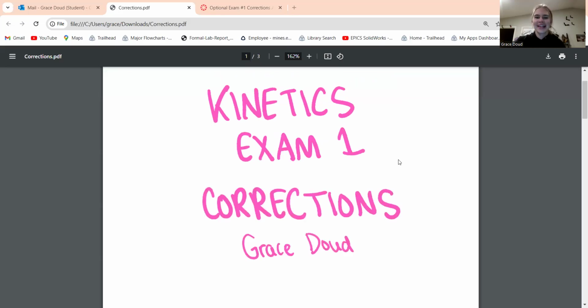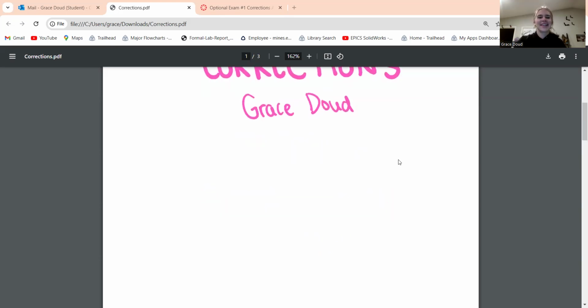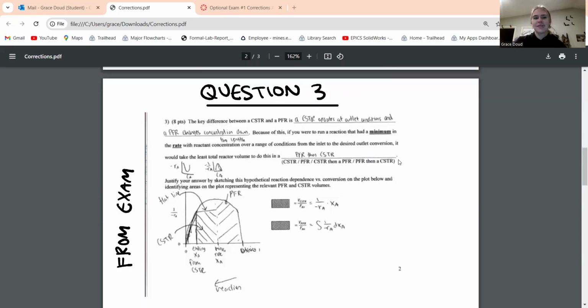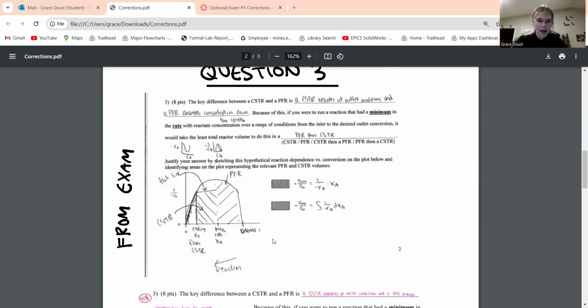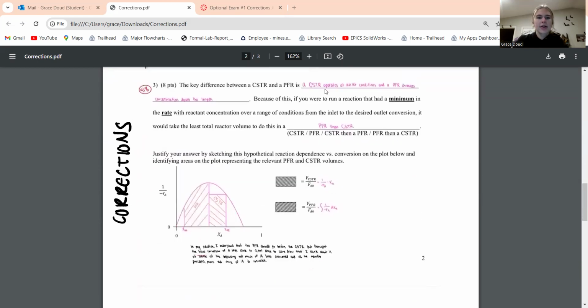Hello, this is my kinetics exam 1 corrections. So the first problem I redid was question 3. This is my screenshot from my exam, and then this is my corrected work.